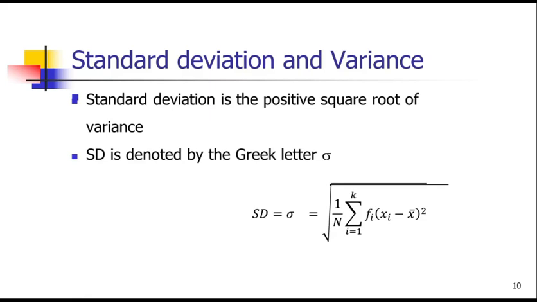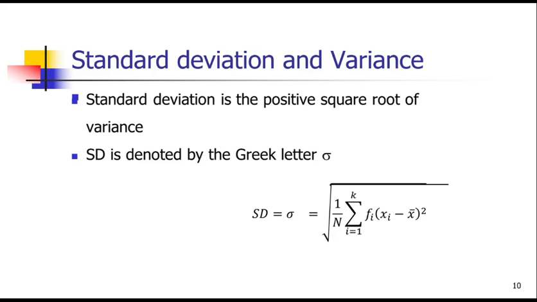Let us look at the formula of standard deviation. Standard deviation and variance, we have seen the formula earlier. They are actually connected to each other. The only difference is a square root. If you take the positive square root of variance, what you get is the standard deviation. So standard deviation can also be defined as the positive square root of variance.